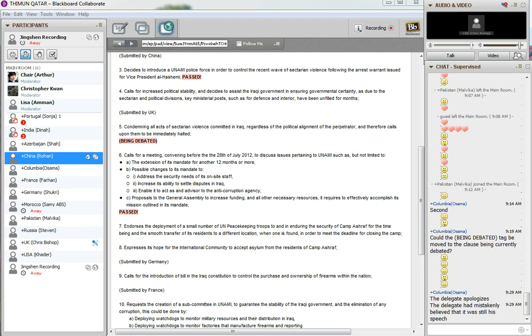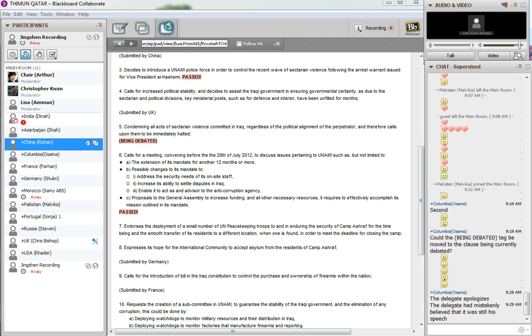That's a very good question. Maybe increase is the wrong word. Maybe established is the word that the delegate is looking for. Because currently, political stability in Iraq is very low.